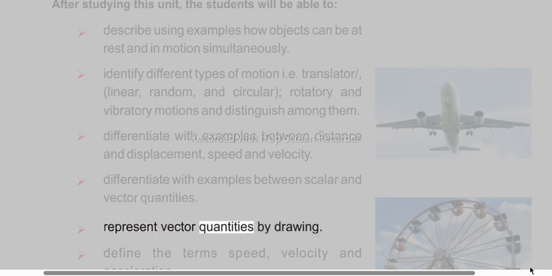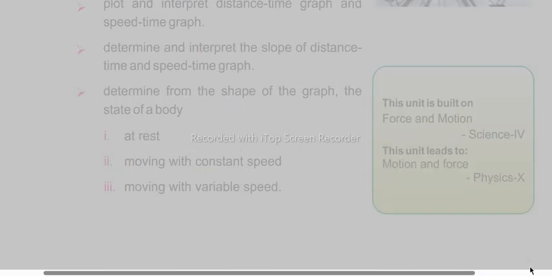Represent vector quantities by drawing. Define the terms speed, velocity and acceleration. Plot and interpret distance-time graph and speed-time graph. Determine and interpret the slope of distance-time and speed-time graph. Determine from the shape of the graph the state of a body: 1. at rest, 2. moving with constant speed, 3. moving with variable speed.